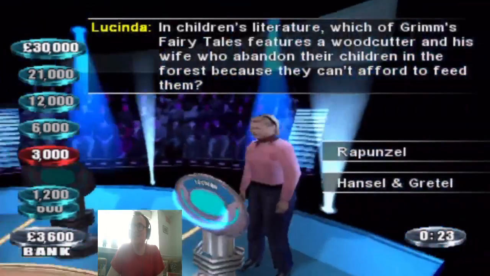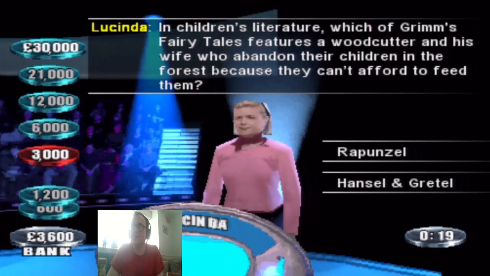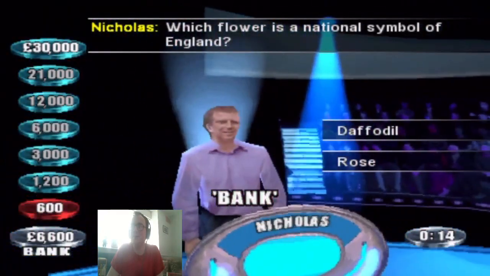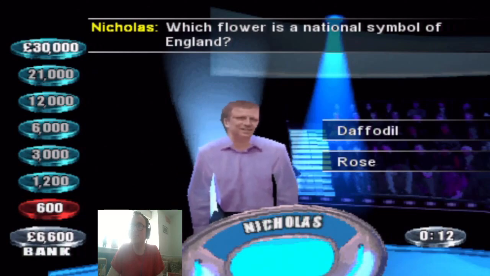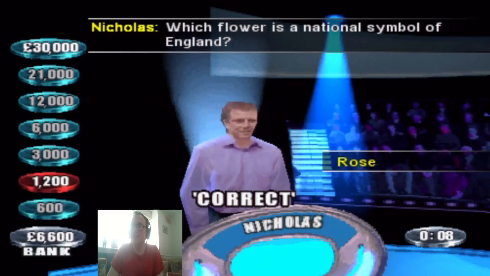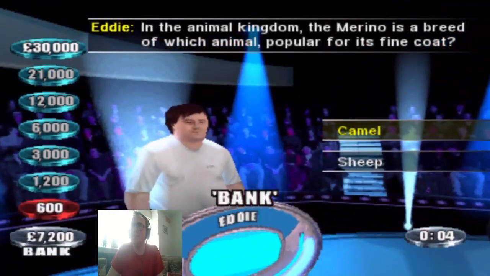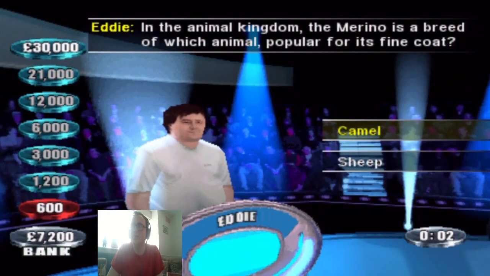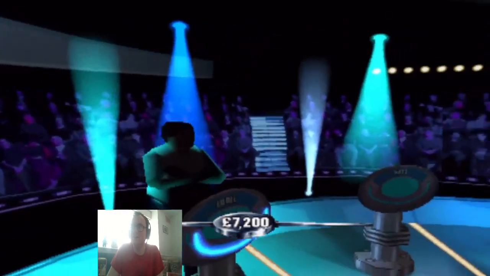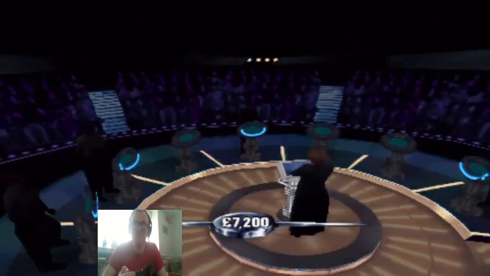Lucinda, in the arts, which one of these is correct? Say, Hansel. Correct. And Gretel, yeah. Nicholas, in entertainment. Which flower is the national symbol of England? That's correct. The rose. Quite simply, it's the bottom one. Correct. It is indeed the bottom one. Okay. In nature, select the right answer. Merino is a breed of which animal popular for its fine coat? No idea. Time's up. I decided to let the clock run down because I didn't want to risk getting a wrong answer. You only get this much.